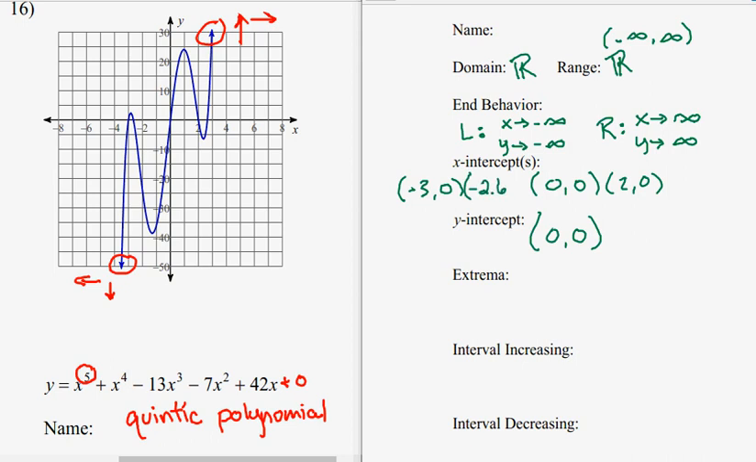Negative 2.6, 0, and one more. That one is also 2.6, 0. And you can find it the same way I just found the other one.